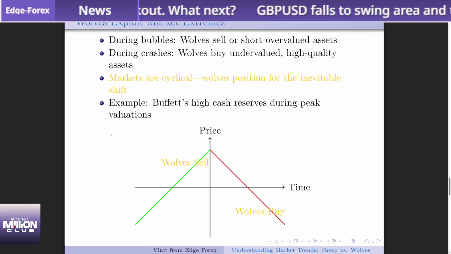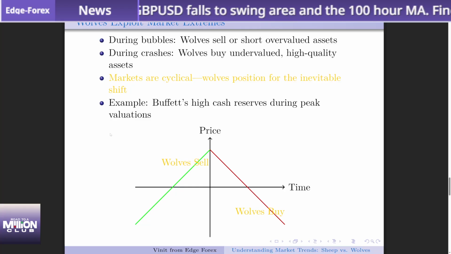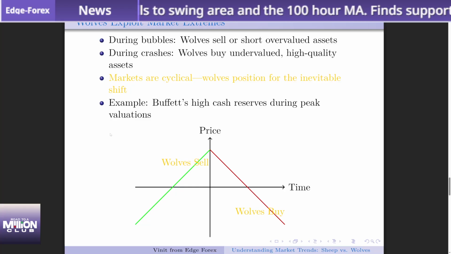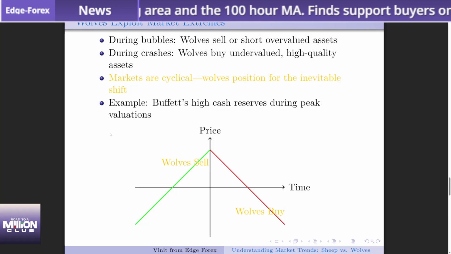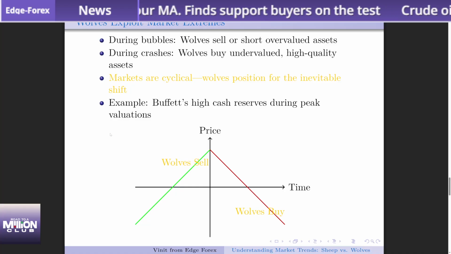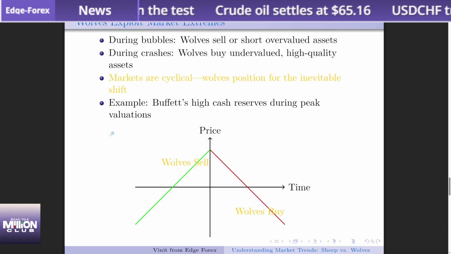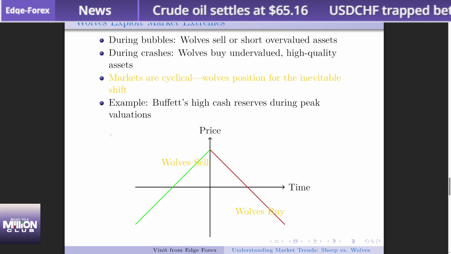But what happens when the bubble pops? When the sheep panic and start selling off everything and prices plummet? That's when the wolves get to work. They become greedy. They see high quality companies, maybe not in the tech space, but now on sale for a fraction of their true value. They buy when everyone else is terrified to. They're buying when there's blood in the streets.